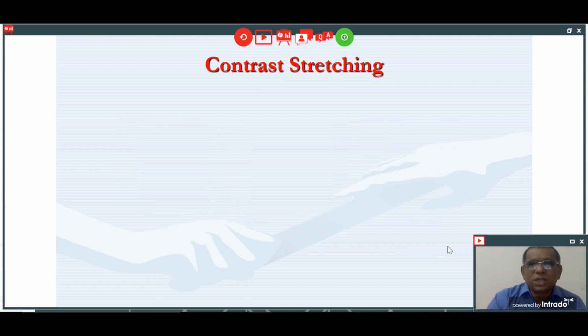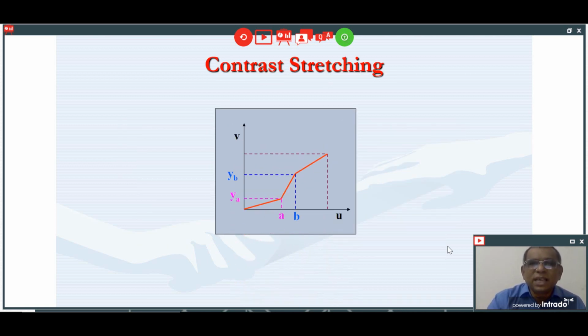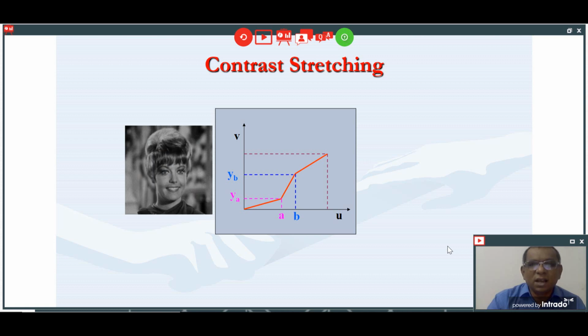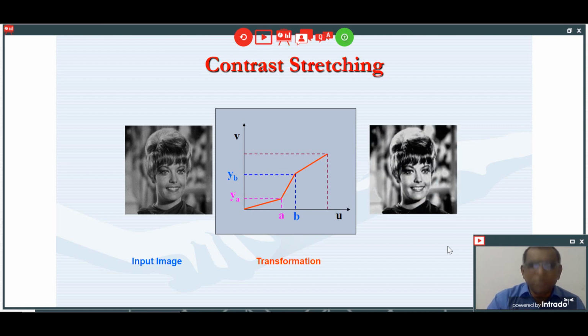Next gray level transformation is contrast stretching. Specific gray levels are enhanced in contrast stretching. So if this is the input image to this transformation, then we will get the output like this. That is, a specific region of gray level will be enhanced.